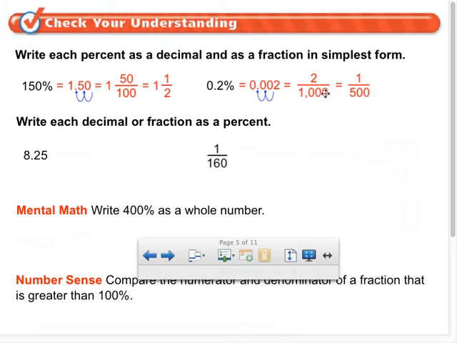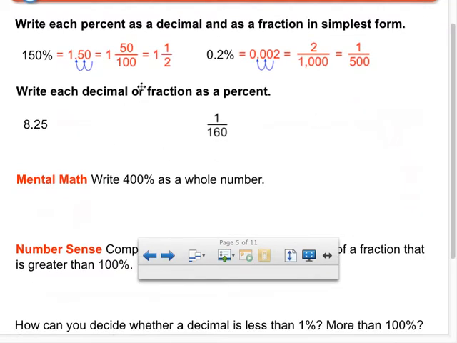And you guys know how to simplify the fraction 2 over 1,000, correct? The numerator and the denominator can divide by 2, so I get 1 over 500. Got it? All right. Now, write each decimal or fraction as a percent.